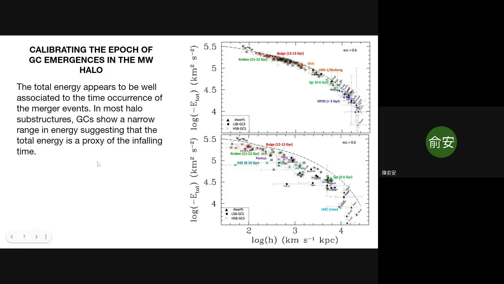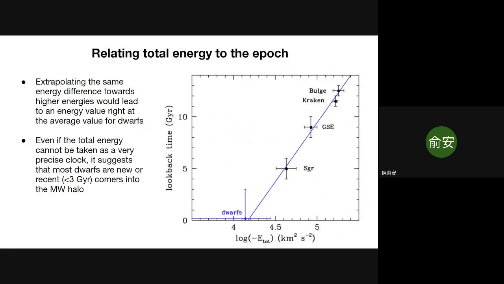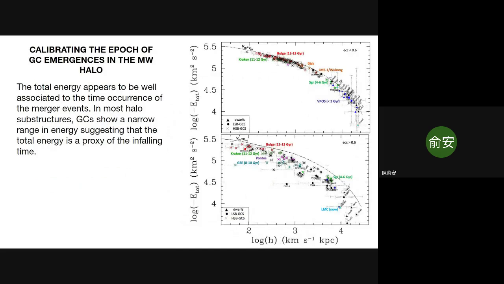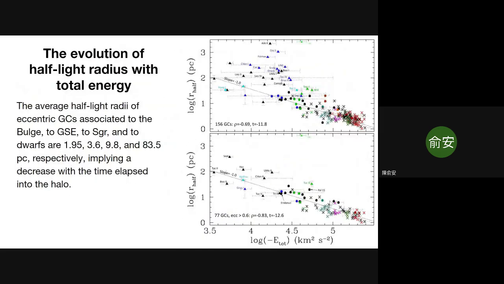So these suggest that the total energy may be a proxy of the infall time. So maybe those that have lower energy, this is negative log, so lower energy may mean that they've been in our galaxy the longest. So if we extrapolate the infall times of these, the energy and the lookback time, we see that they predicted that the dwarfs might lie here, which is also where we see that the median value is.